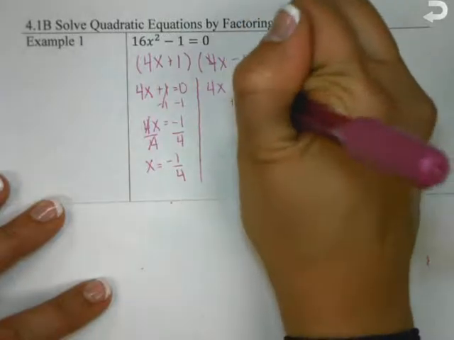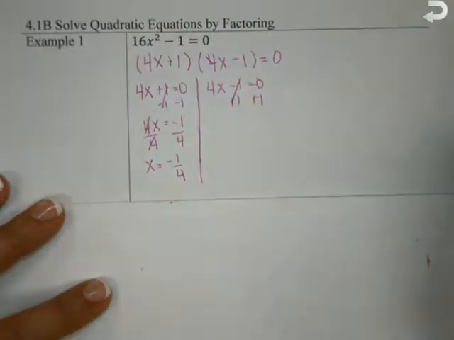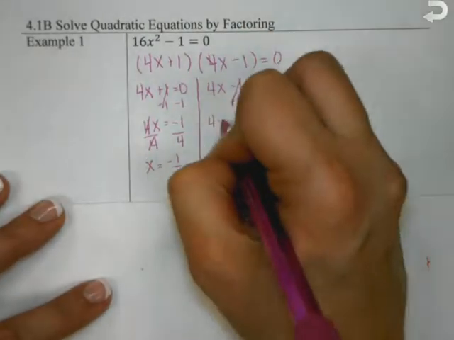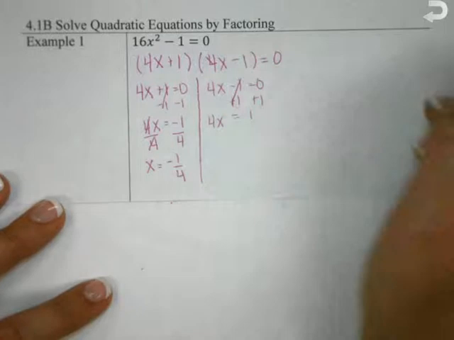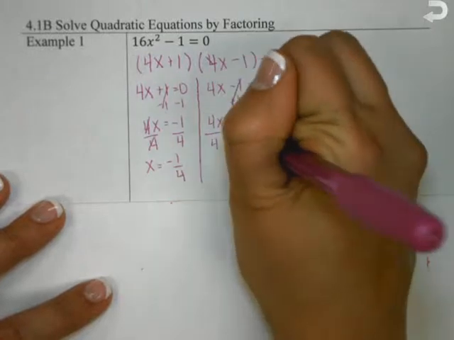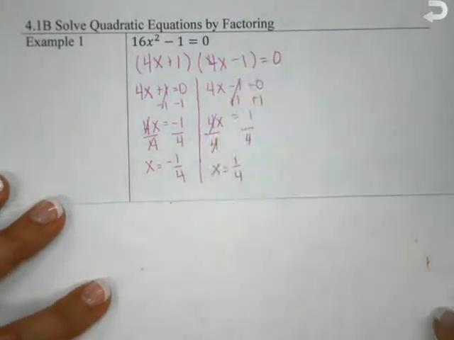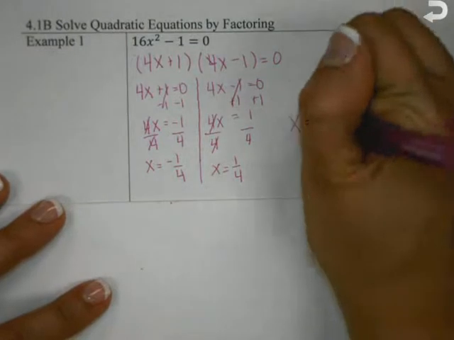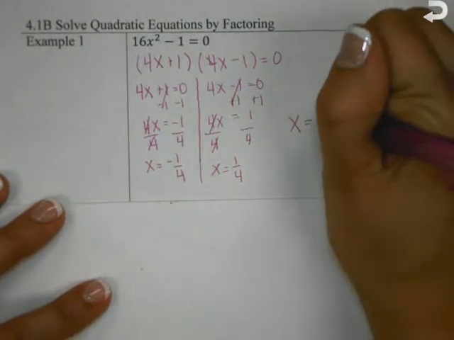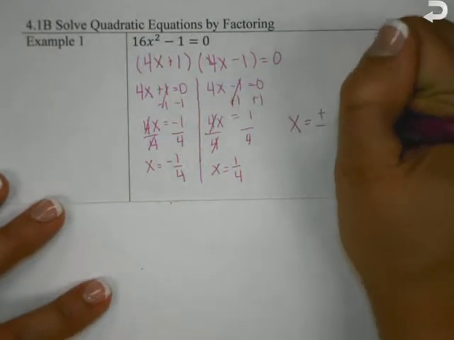Same thing on the other side. You add 1 to both sides. So we get 4x equals positive 1. Divide both sides by 4. And x equals positive 1/4. So how could I rewrite that? Plus or minus 1/4. Sometimes you can go boom.